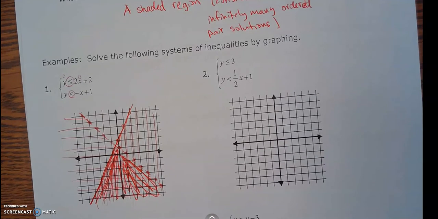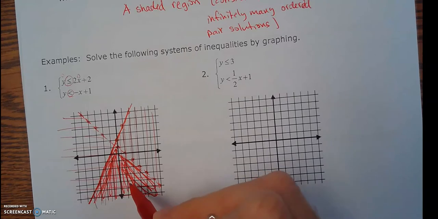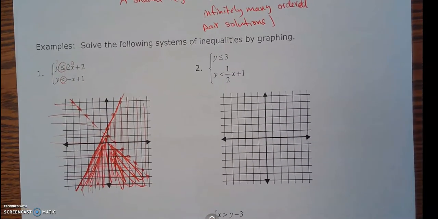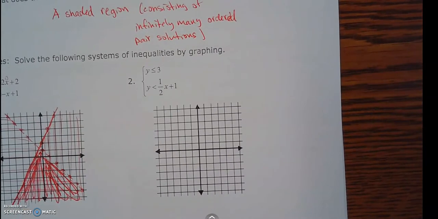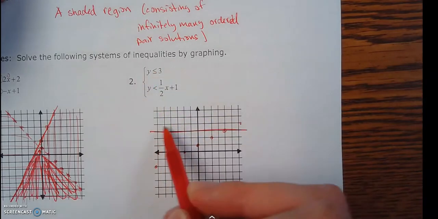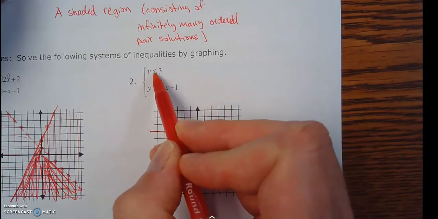A way to check it would be to pick some point inside the shaded region, plug it into both, and see if it's right. I'm going to save some time and skip that part. Now the second one, speeding things up a little bit here. I'm going to draw them first. So I've got y is less than or equal to 3. Well, I did y equals 3, a solid line because it was equal to.